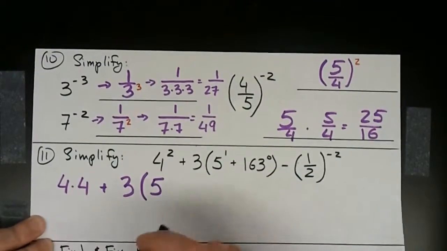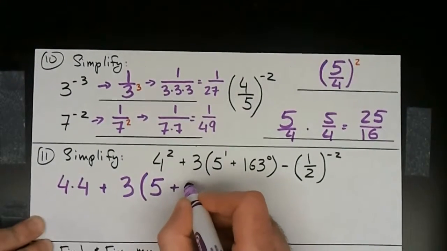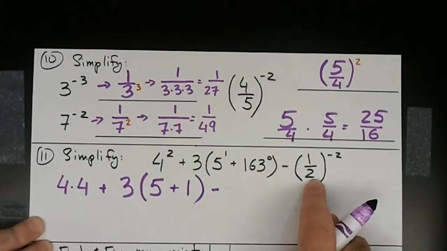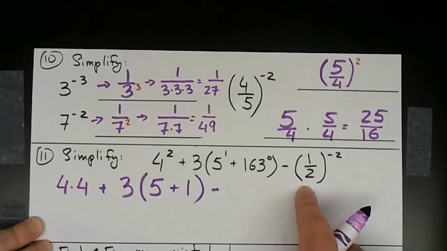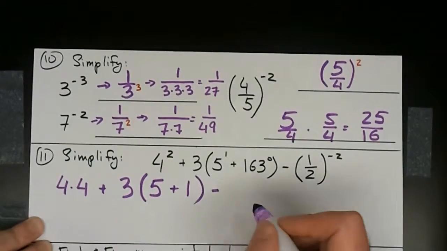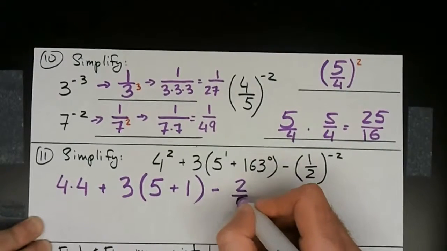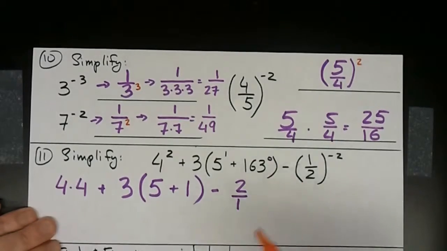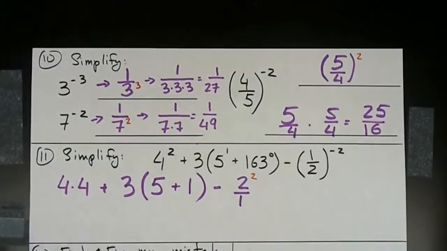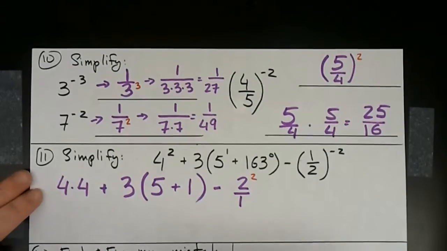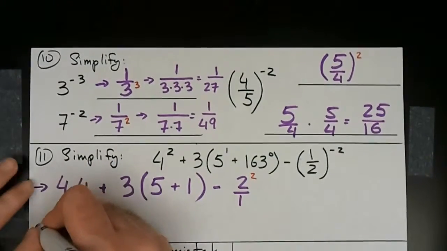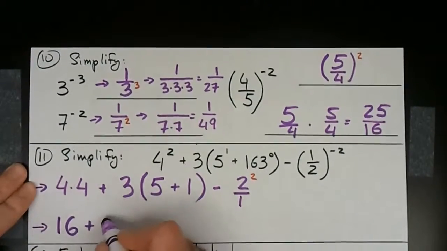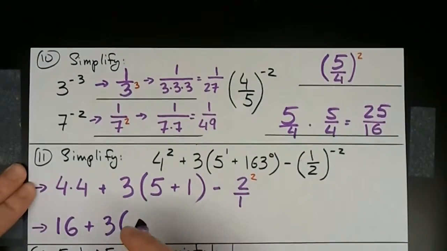Anything to the 0 power is 1, minus, negative exponent. We have to take the inverse or flip the fraction. So that's going to be 2 over 1. And the exponent travels with the base. Alright, next step. 4 times 4 is 16, plus 3 times 5 plus 1 is 6.